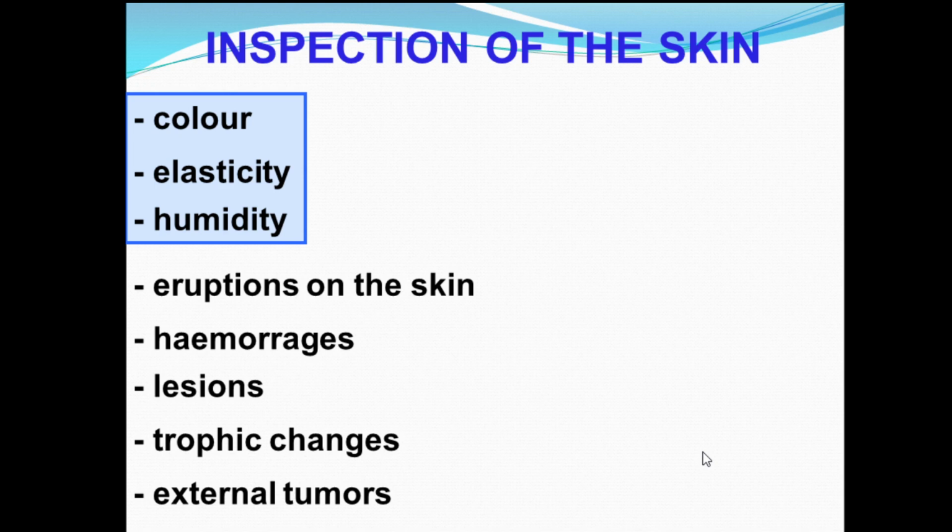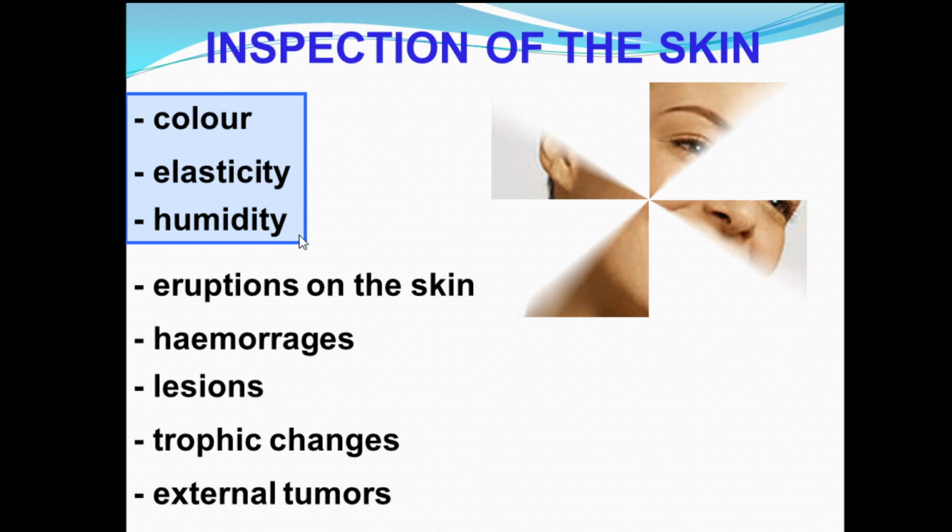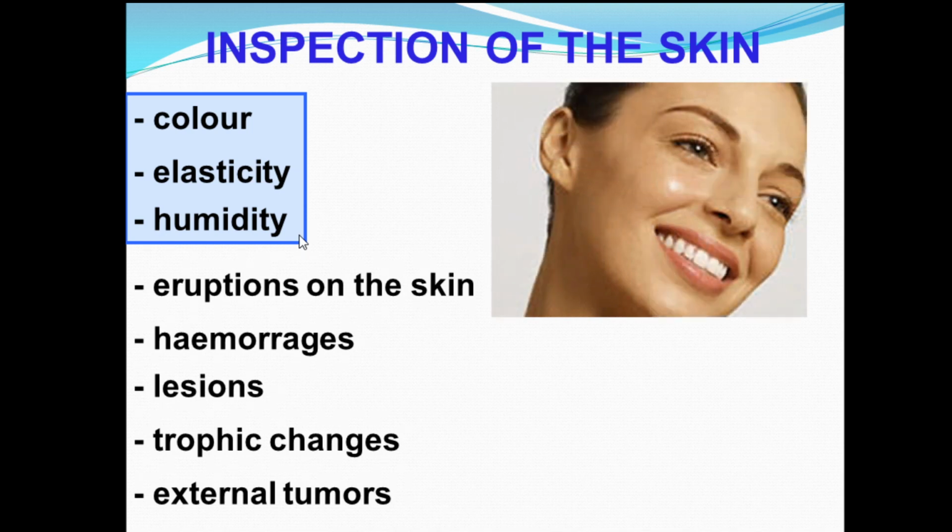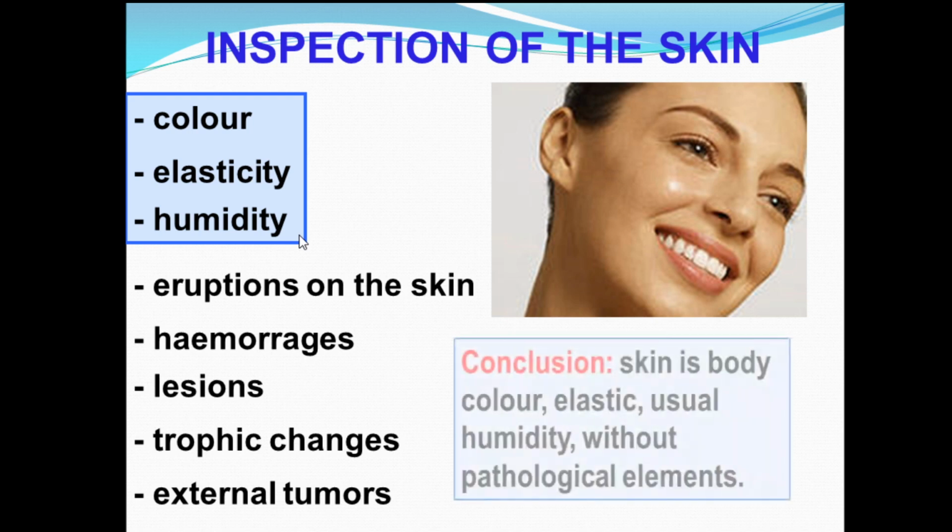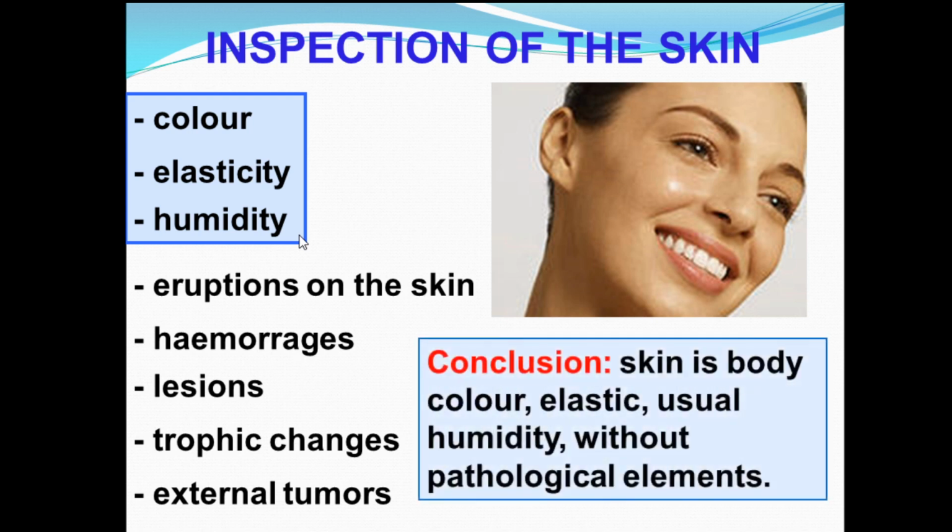I'll again come back to the plan of our skin inspection because this question will be given on the exam and we have some problem with an adequate answer. I'll again remind you of the plan of skin examination. Pay attention to obligatory indices and let's see how your answer must be formulated. You see on the patient, our answer will be formulated: skin is body color, elastic, usual humidity without pathologic element.